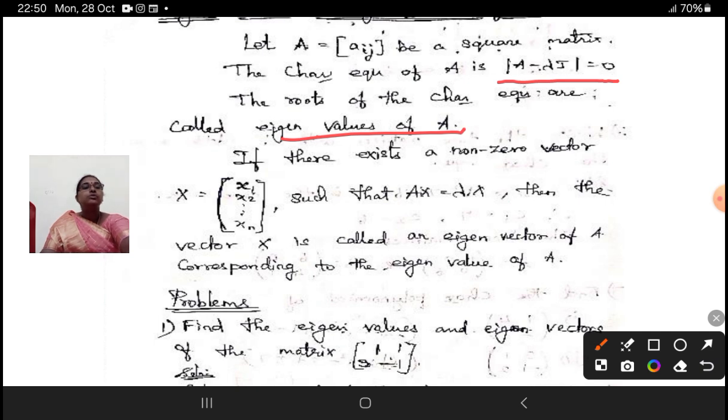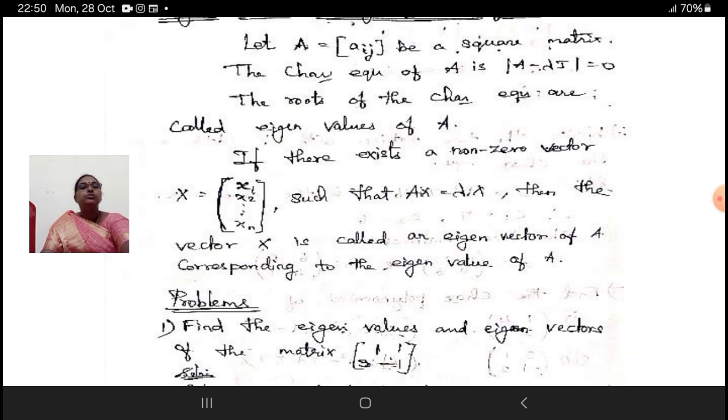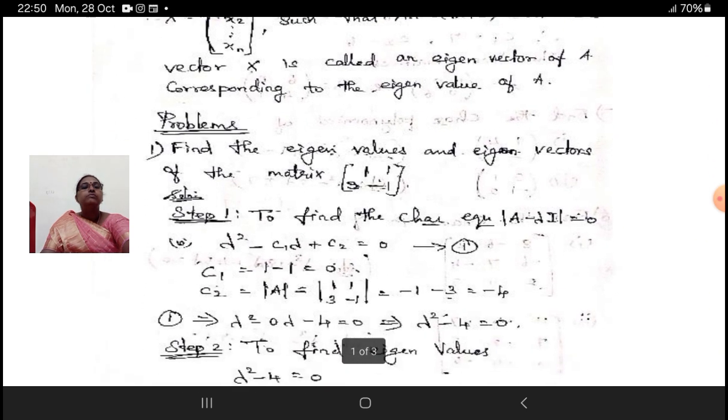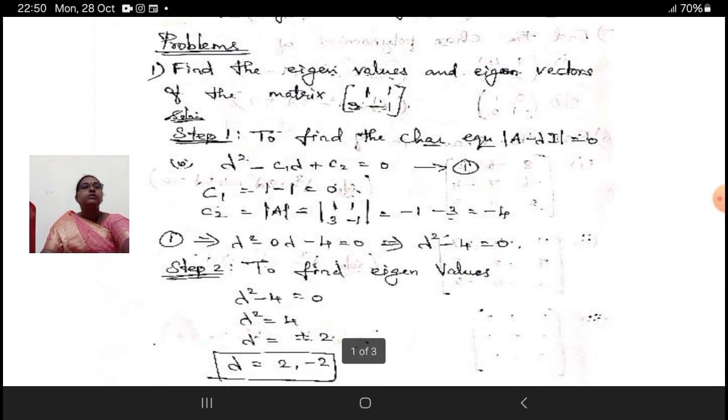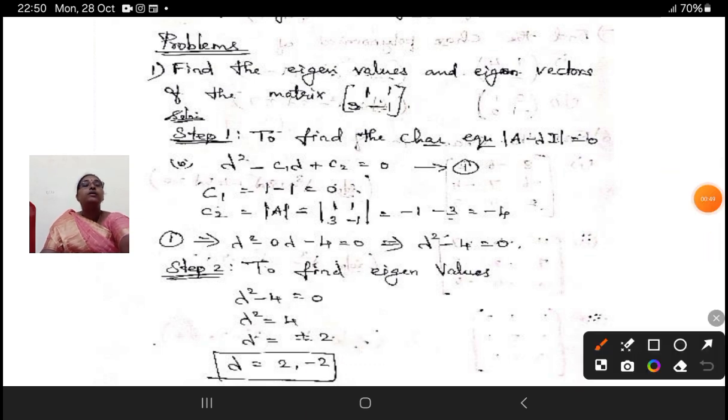If there exists a non-zero vector x equal to (x1, x2, etc.) such that Ax equal to lambda x, then the vector x is called an eigenvector of A corresponding to the eigenvalue of A. Based on this, you can calculate the problems. First, find the eigenvalues and eigenvectors of the matrix [1, 1; 3, minus 1].